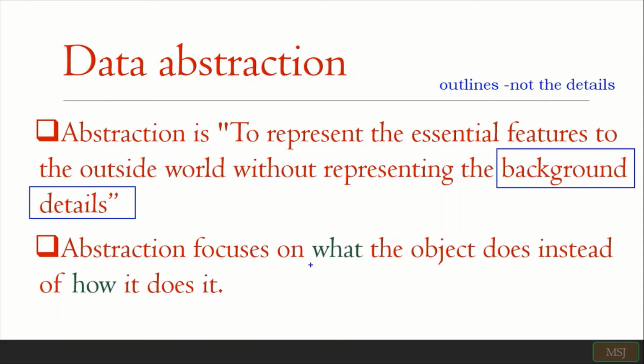Abstraction focuses on what the object does instead of how it does. See, I have changed the color of what and how. These are two different words, right? What the object does, what it is doing, in just an outline we will tell. How it does, the details, right? So abstraction focuses on what rather than how, meaning it just gives the outlines, not the details.